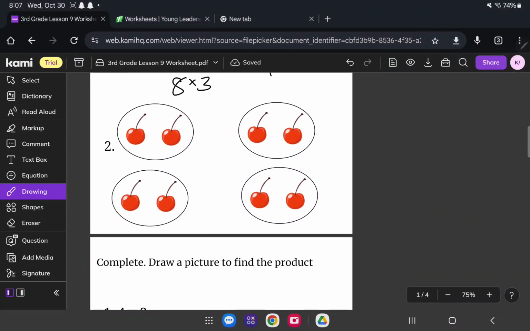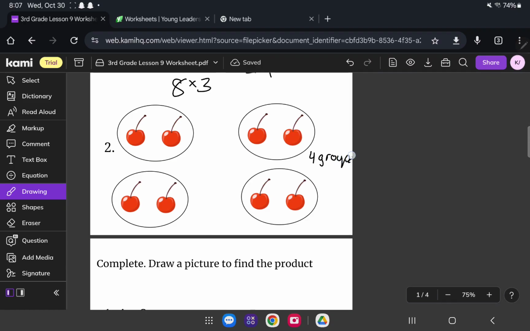Number 2, we have 1, 2, 3, 4, 4 groups. I'll write it right here, 4 groups. And then there's 2 in each one, so 2 cherries. There we go. So that would mean we have 2 times 4 or 4 times 2, which equals 8.